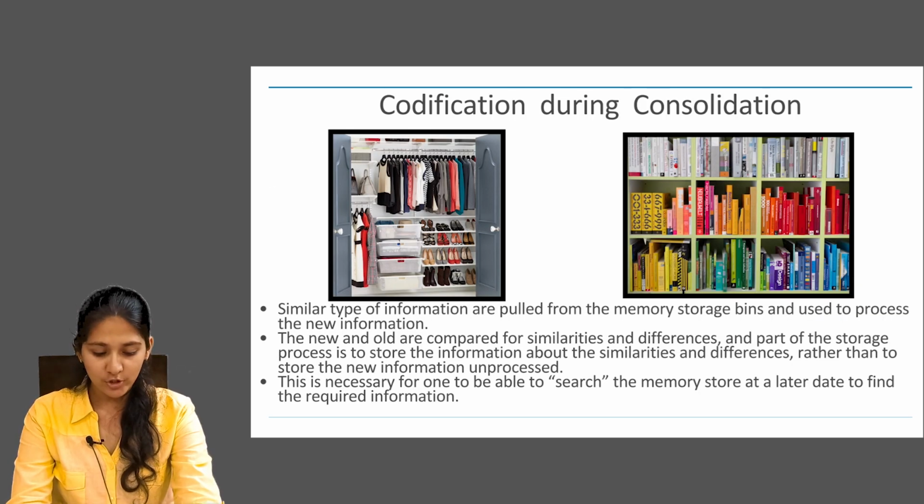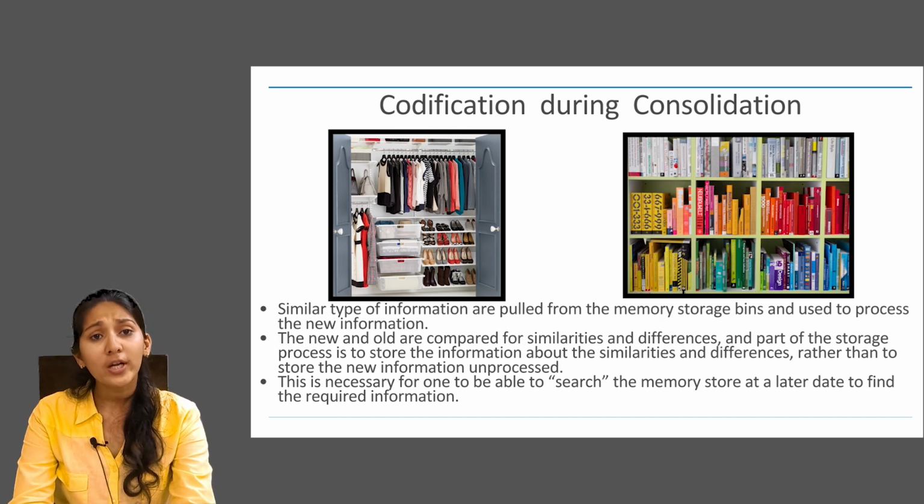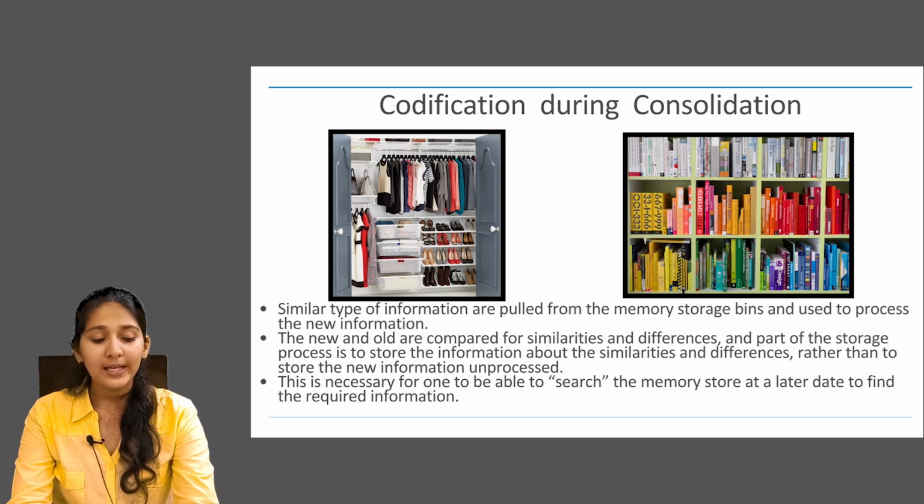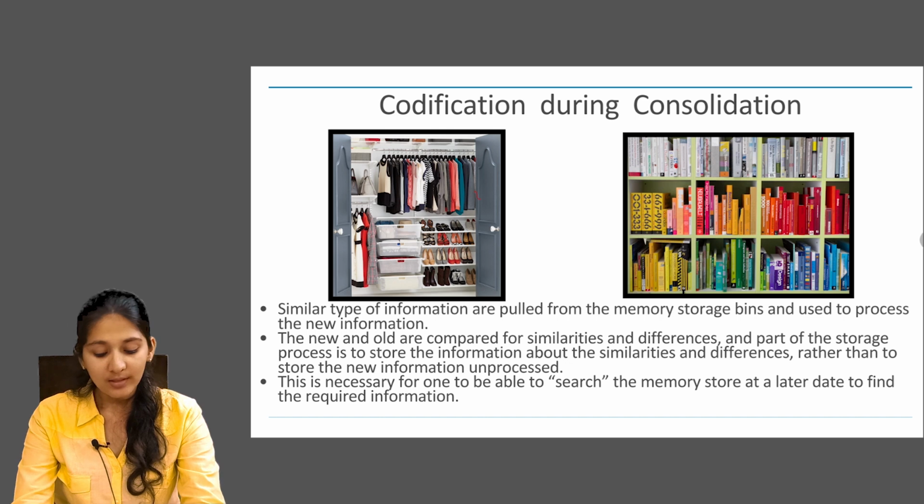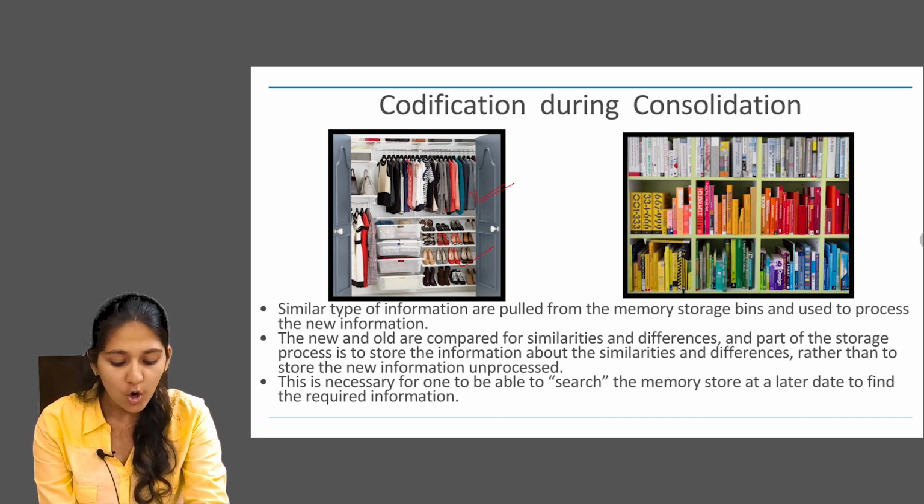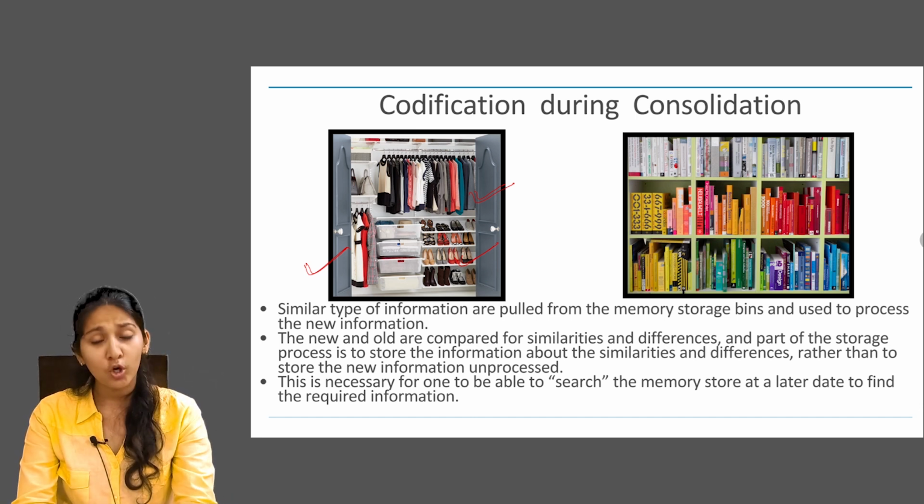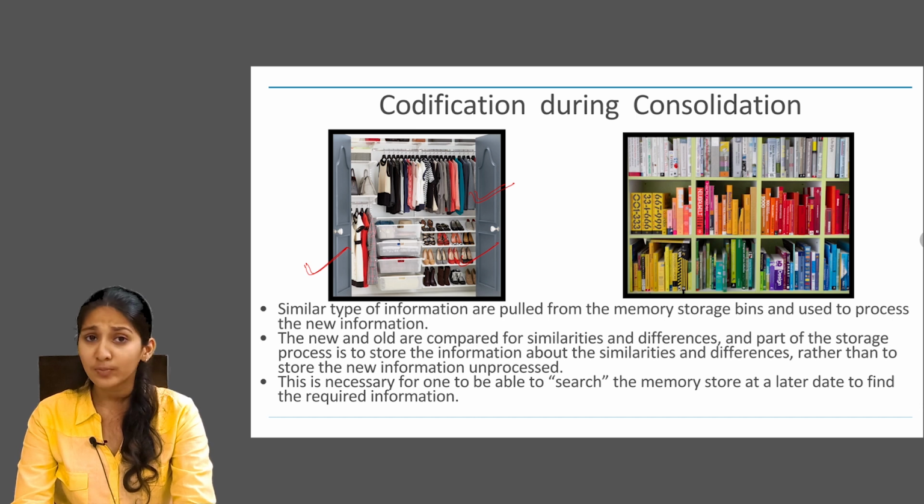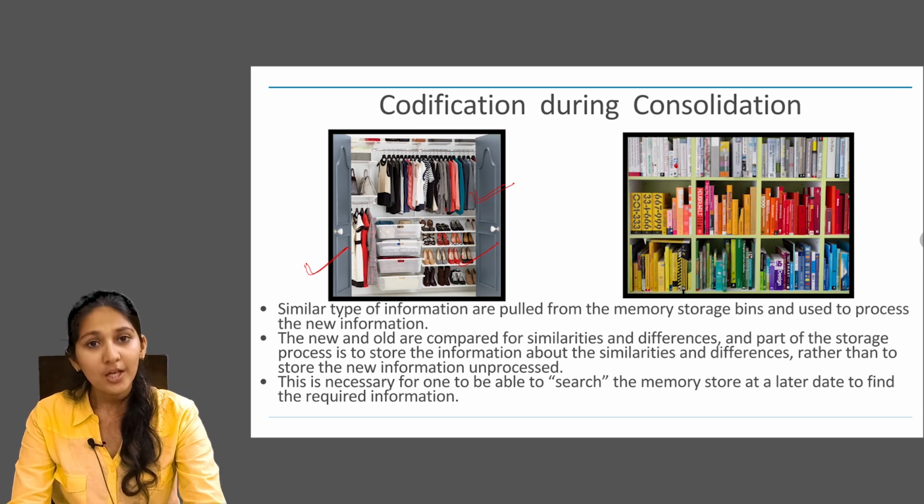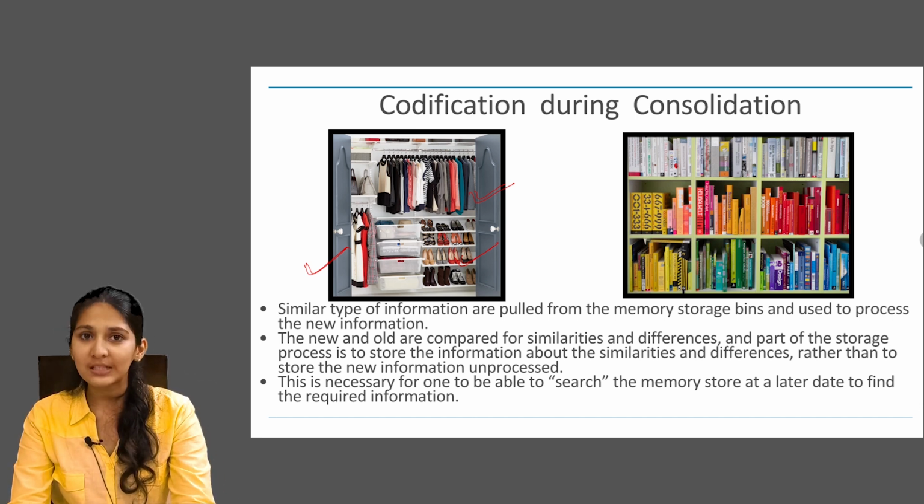Codification during consolidation. Codification implies the sorting of the memory. For example, like we always keep the t-shirts together in the closet, like shown here, all the footwear together, all the dresses together, or if you take the example of a bookshelf, we keep all the anatomy books together, all the physiology books together, all the biochemistry books together. It becomes very easy to store it and to search it in the near future.